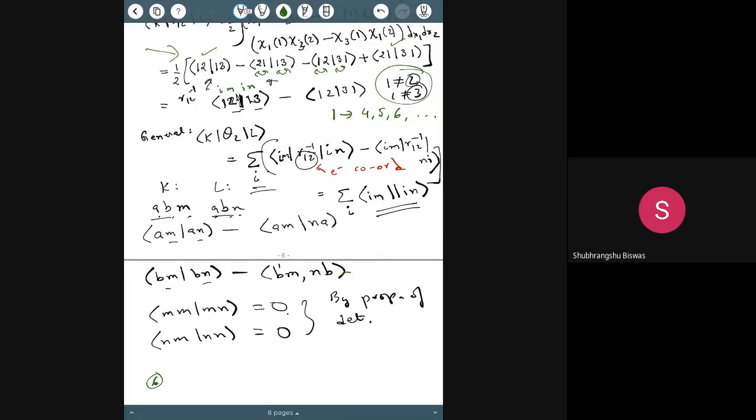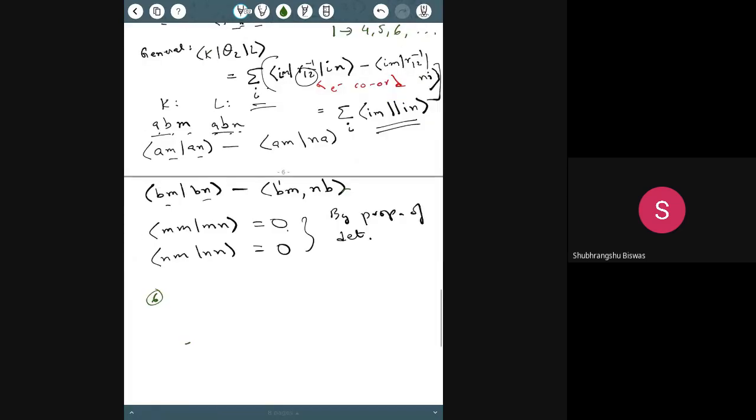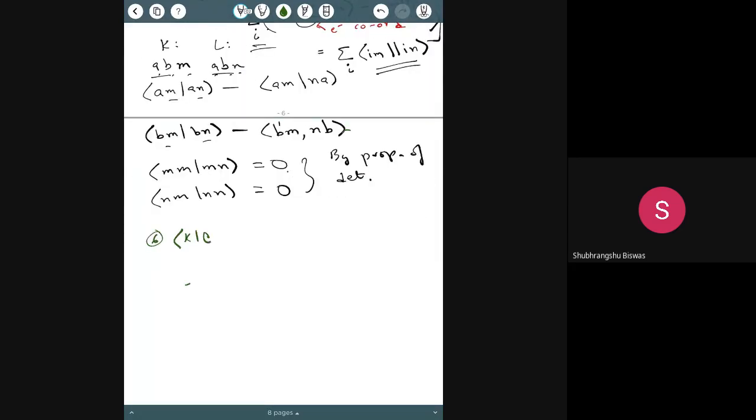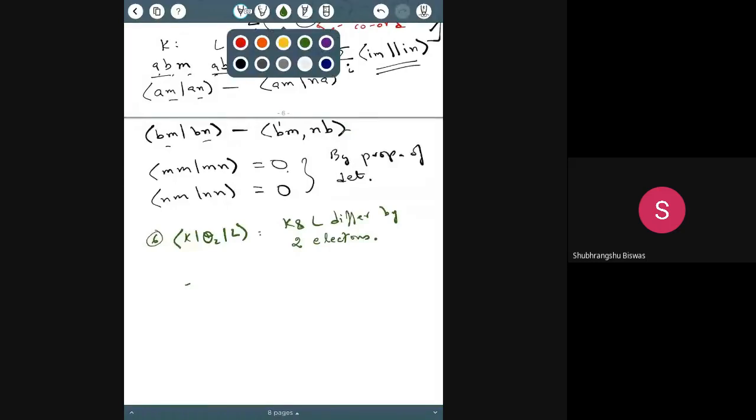Because there is one more last rule, that is when you have K theta to L and K and L differ by 2 electrons, then the rule is, I will just write it, I'm not working it out. I guess you get the picture that that is how it goes.